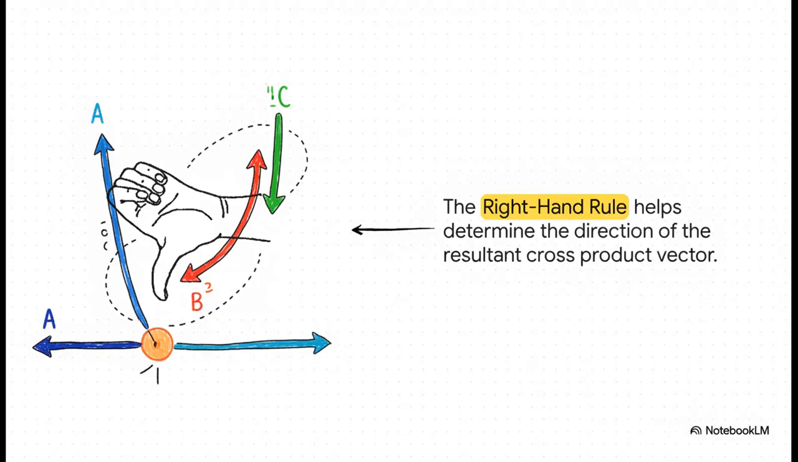So how in the world do we know which way this new vector points? Up or down? Well, that's where this brilliant little trick comes in, the right-hand rule. Just point your fingers in the direction of the first vector, curl them toward the second one, and wherever your thumb is pointing, that's the way. It's like a built-in biological calculator that you always have with you.